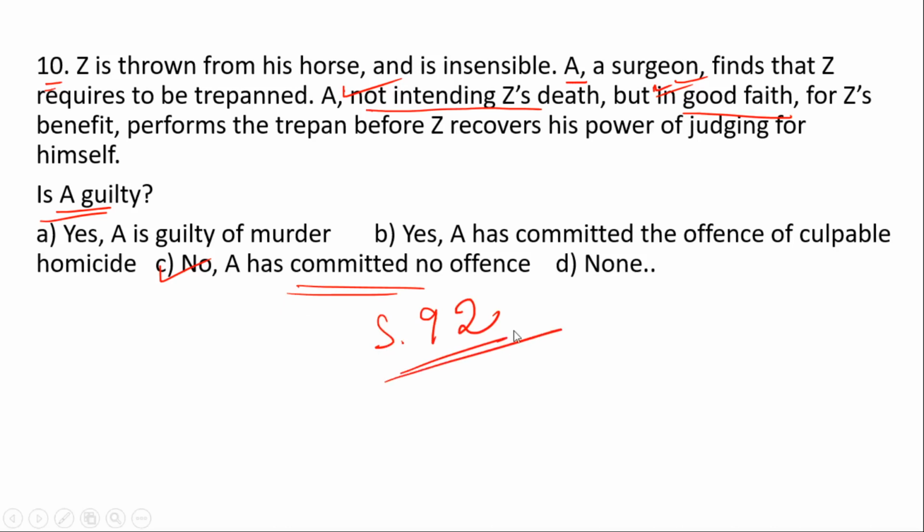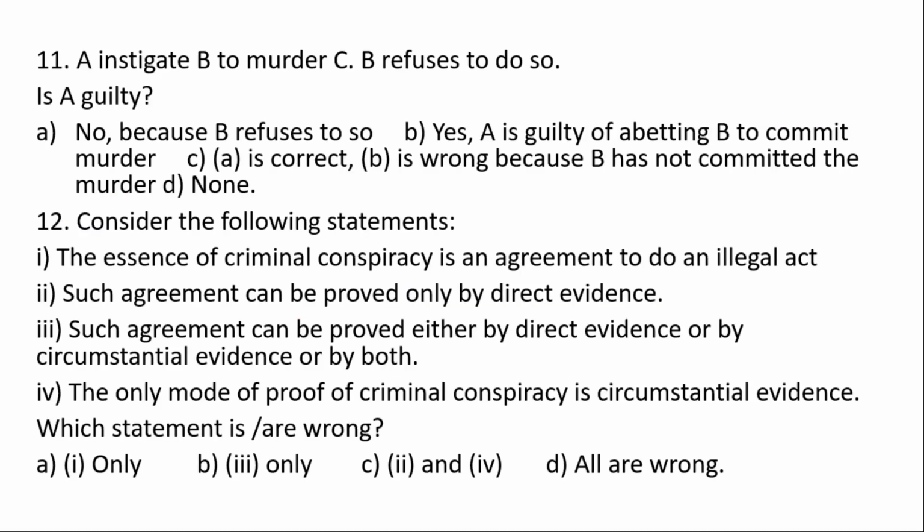This comes under section 92, which says acts done in good faith for the benefit of a person without consent. Question number 11. A instigates B to murder C. B refuses to do so. The question is whether A is guilty. So the correct option is B. Yes, A is guilty of abetting B to commit murder. Why? Because here B refused and did not commit murder, but why is A guilty? Surely some people's minds will be raised by this question. The main point here is that A is guilty of abetment. Here A is the abettor, as A instigated B.